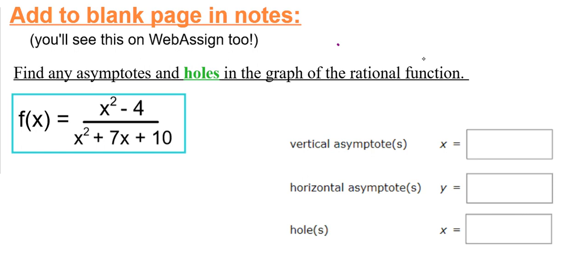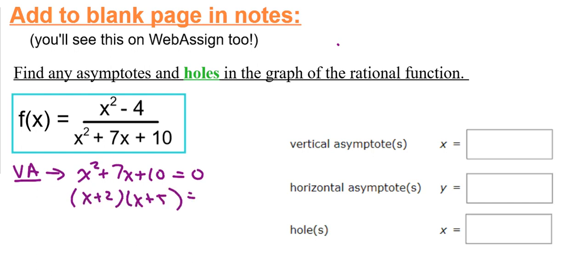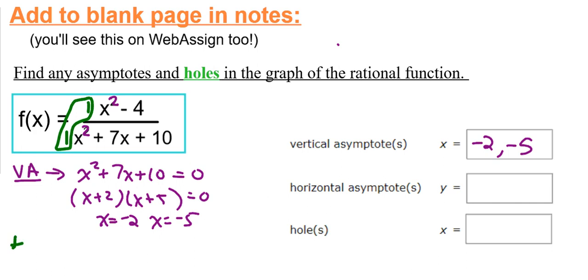All right, so asymptotes. First, vertical asymptote, right? We set x squared plus 7x plus 10 equal to 0. We factor. And we find that we have 2 vertical asymptotes, right? So we would say x equals -2, -5, I imagine. Okay, then horizontal asymptotes, we're like, oh yes, 2 and 2, they are the same. So when we have our highest powers the same, it's the ratio of our leading coefficients, which is 1 over 1, which is 1. So our horizontal asymptote is y equals 1.